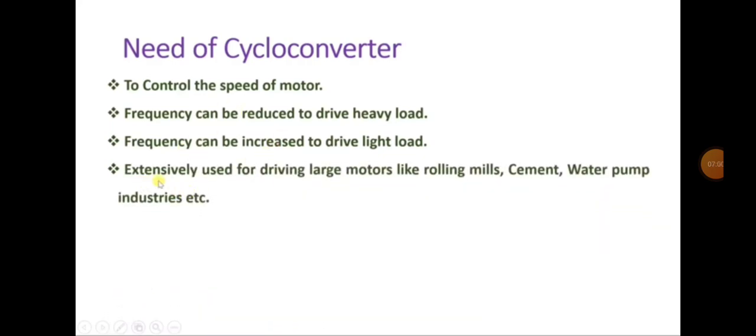We can use this extensively in applications where motors are used, like rolling mills, cement, and water pump industries. So there are many applications. At last I'll show you many applications where we need to drive a motor with different ratings. In industries it is very essential to control the speed of motors with different ratings, and that is where the cycloconverter plays an important role.